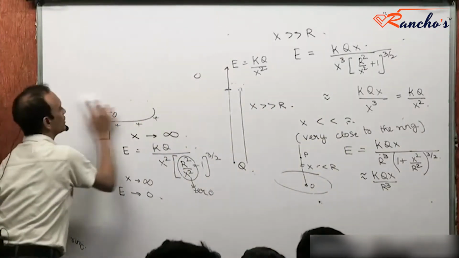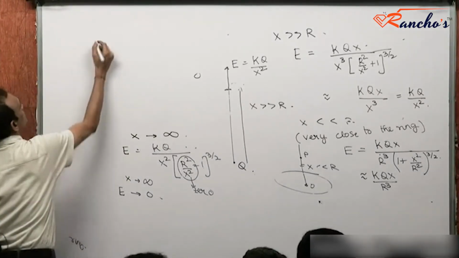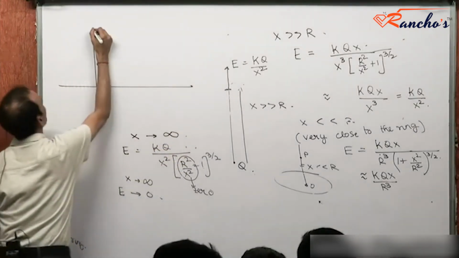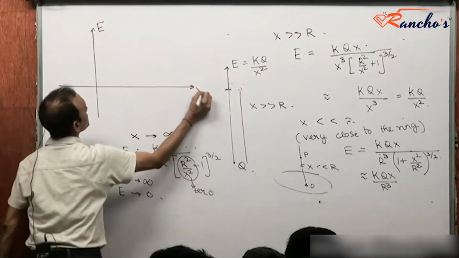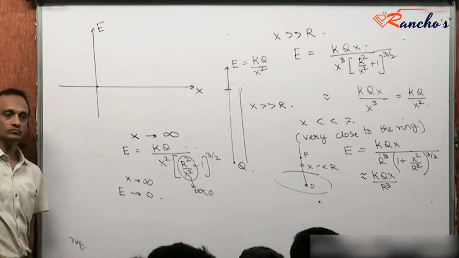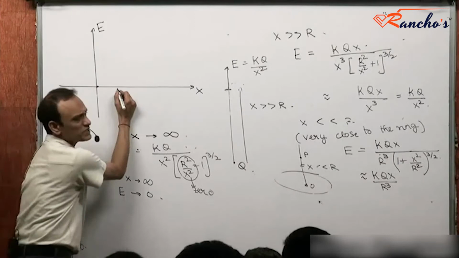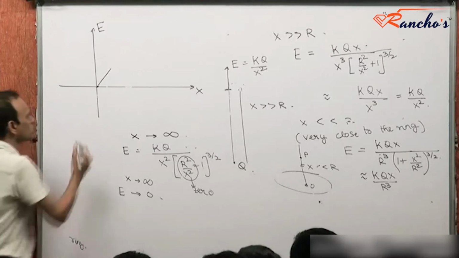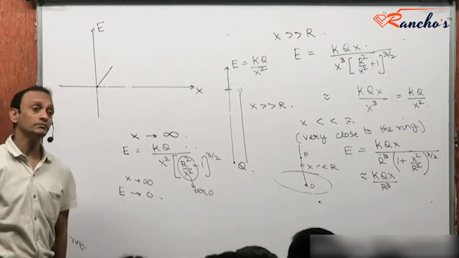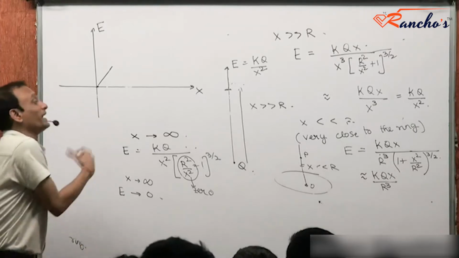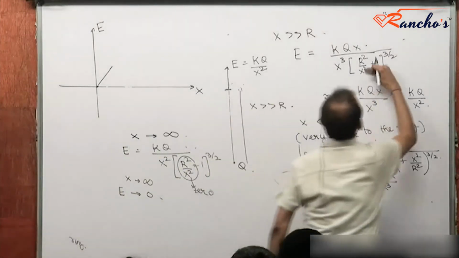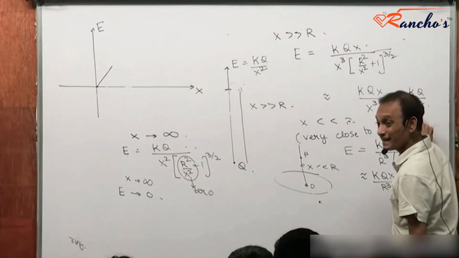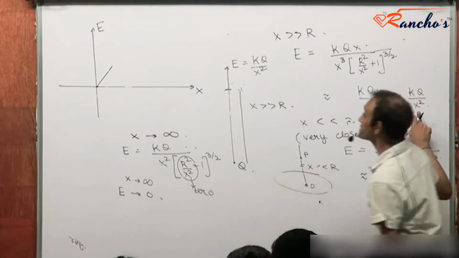So if I have to draw the graph of E versus x, E obviously is in the y direction versus x. At x equal to 0, E was 0. Very close to the ring, that means very small values of x, E was practically behaving like a straight line. That was a decent approximation. Then, when x was large compared to the radius, it was going like 1 by x squared. E was decreasing like 1 by x squared. As x increased, E decreased.